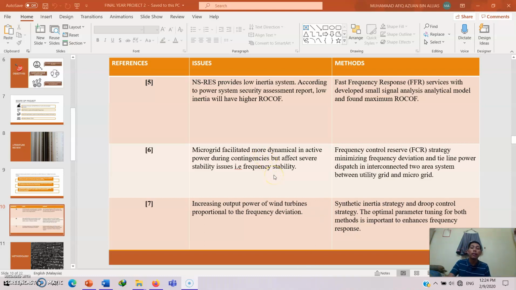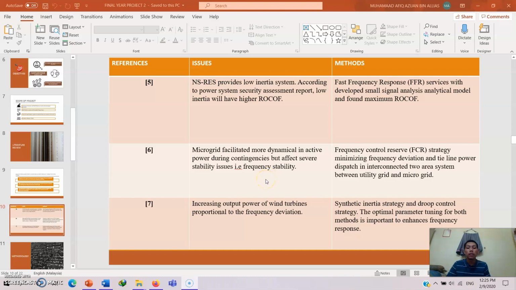Next one is that a microgrid facilitates more dynamic reactive power during contingencies, but it affects severe stability issues such as frequency stability. To avoid that, the FCR, frequency control reserve, strategy is applied to minimize the frequency deviation.